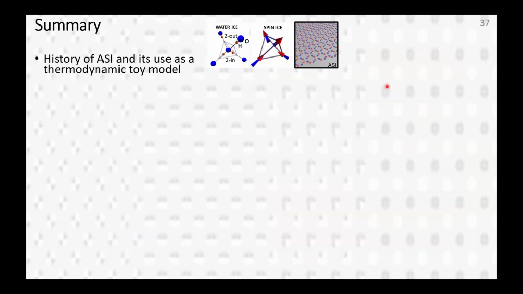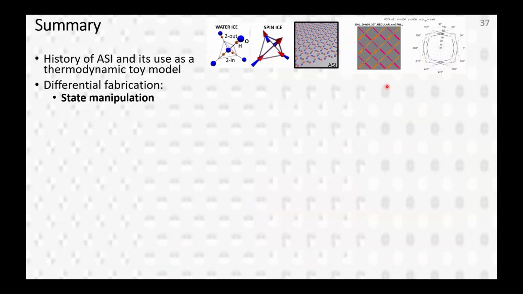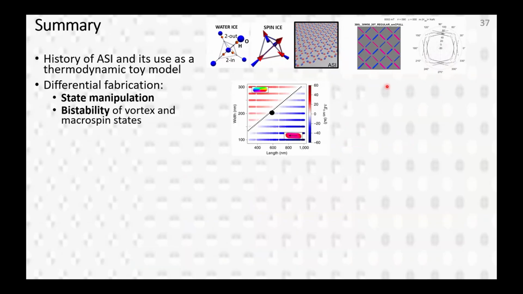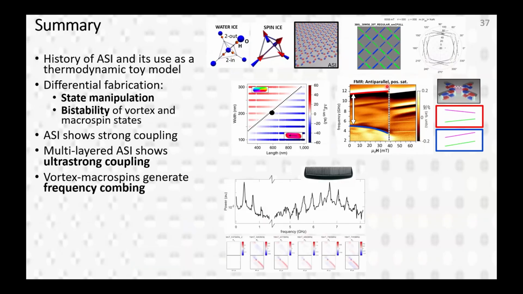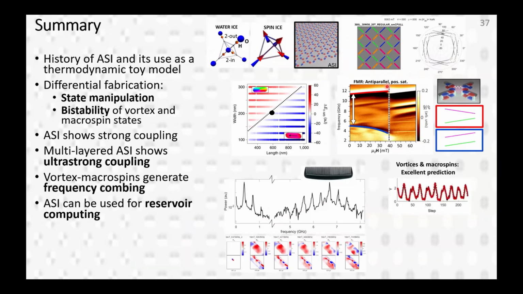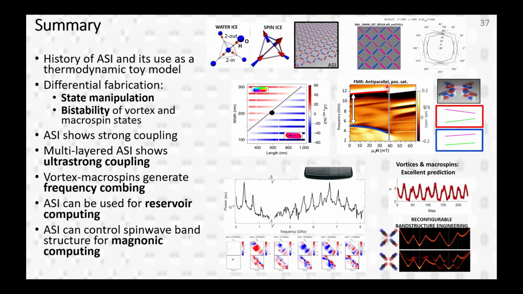Okay, and just to summarize, I talked about the history of ASI and its use as a thermodynamic toy model. And then the differential fabrication, I talked about state manipulation, the bistability of vortices and macrospin states, how ASI shows a strong coupling in the multi-layer system, and then how the vortex macrospins can generate frequency combing effects. And then I briefly discussed ASI as a reservoir computer and how it can control spin wave band structures for magnetic computing. Thank you for listening and happy to take your questions.